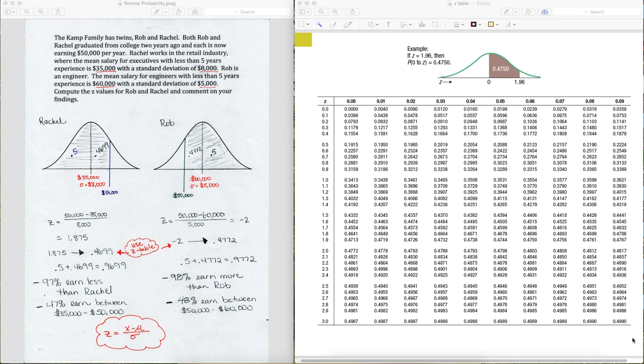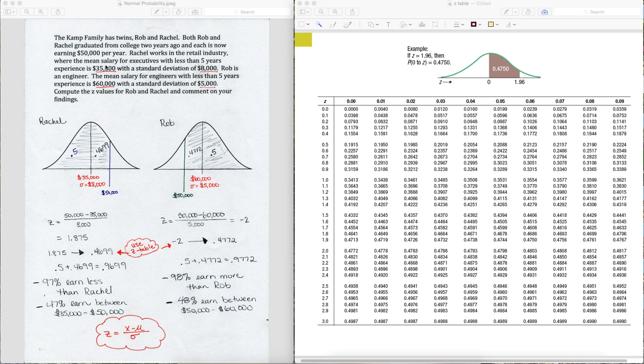The Camp family has twins, Rob and Rachel. Both Rob and Rachel graduated from college 2 years ago, and each is now earning $50,000 per year. Rachel works in the retail industry, where the mean salary for executives with less than 5 years experience is $35,000 with a standard deviation of $8,000. Rob is an engineer. The mean salary for engineers with less than 5 years experience is $60,000 with a standard deviation of $5,000. Compute the z-values for Rob and Rachel and comment on your findings.